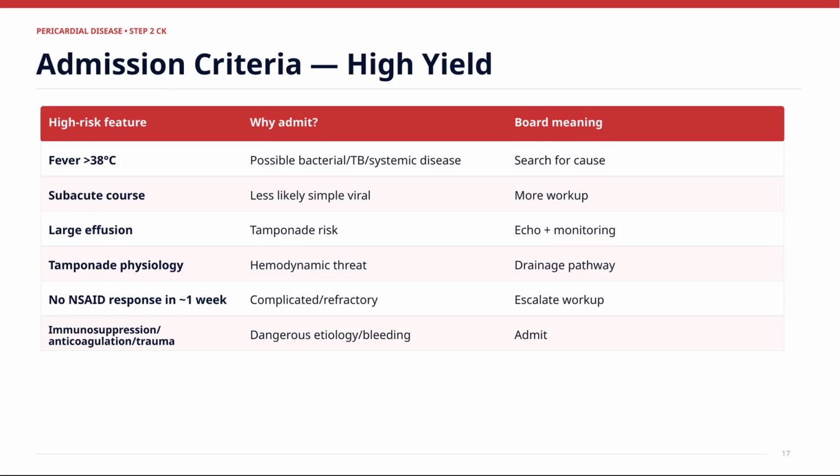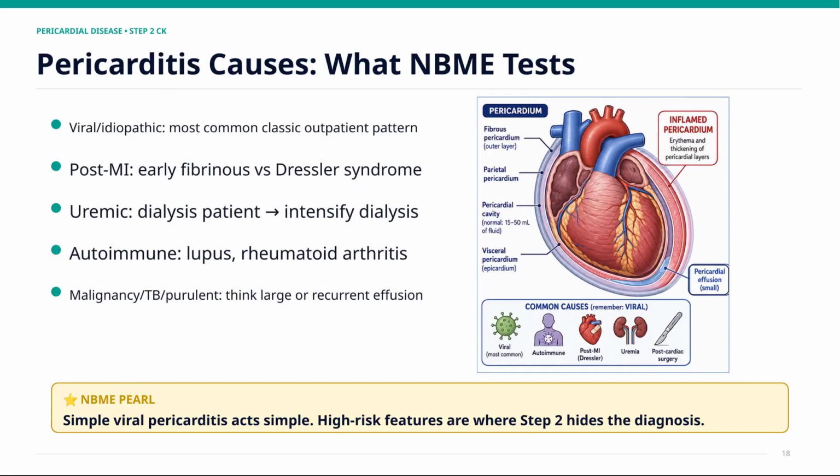Viral or idiopathic, the classic, most common outpatient pattern. Post-MI, either early fibrinous pericarditis or the later Dressler syndrome. Uremic, think dialysis patient, and the fix is intensifying dialysis. Autoimmune, lupus, rheumatoid arthritis. And malignancy, TB or purulent causes. Think large or recurrent effusions. NBME Pearl. Simple viral pericarditis acts simple. The high-risk features are exactly where Step 2 hides the real diagnosis.